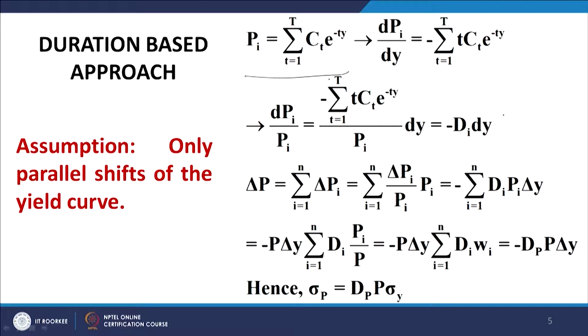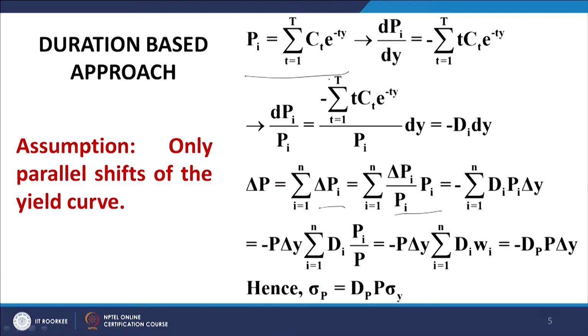Now, we come to a portfolio consisting of a number of bonds. For a portfolio consisting of a number of bonds, the change in price of the portfolio will be the aggregate, the algebraic sum of the change in prices of the constituent bonds, which is captured by this expression. And this expression, delta P_i upon P_i, is nothing but D_i into dy, and this P_i appears as it is.